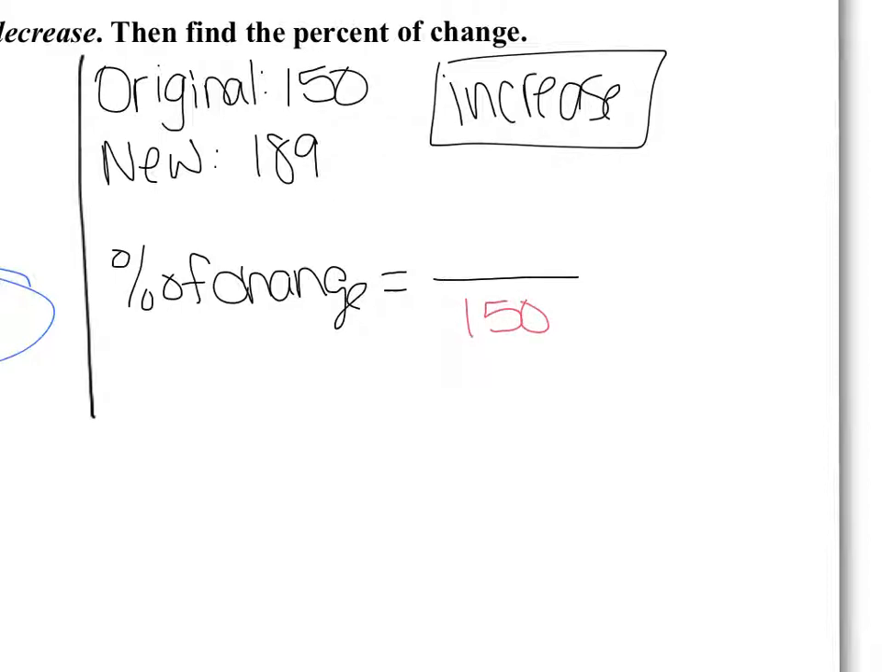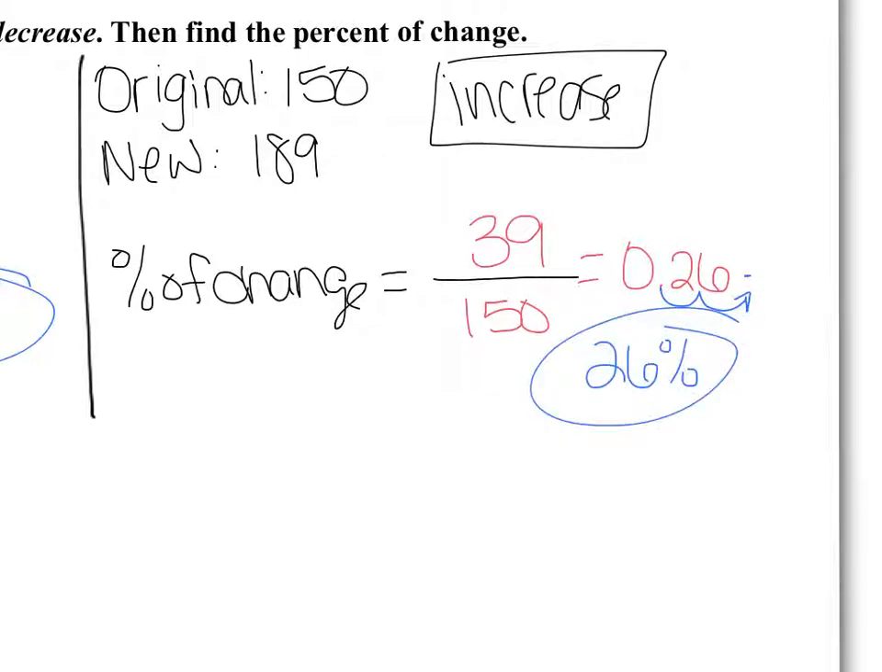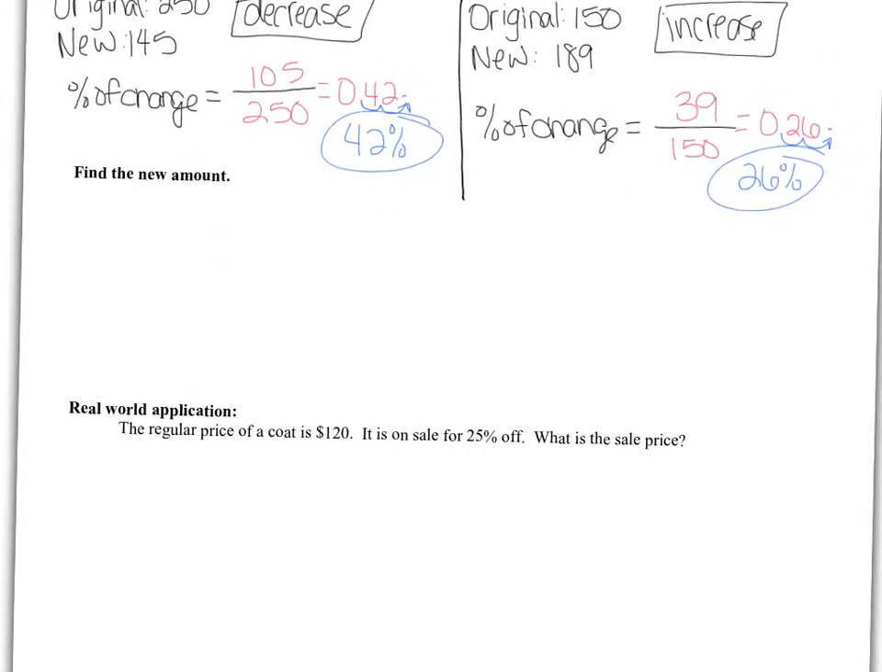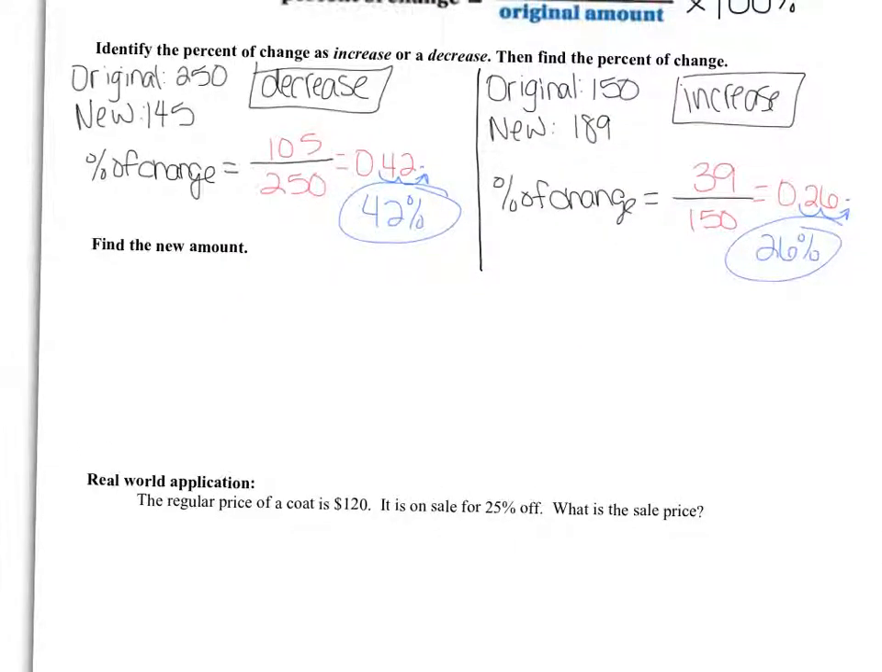And the amount of change, I just want to know how much did it change. Between 189 and 150, it changes 39. And when you take 39 divided by 150, you would get 26 hundredths. And we're always looking for a percent, so move that decimal over 2 places, add a percent sign, and you get 26%. Okay, so we can find percent of change. That's one big point today.